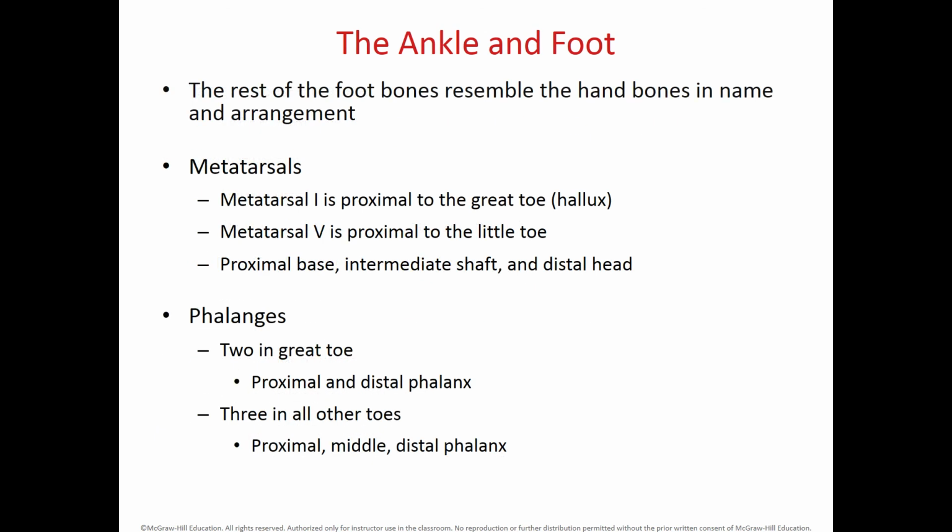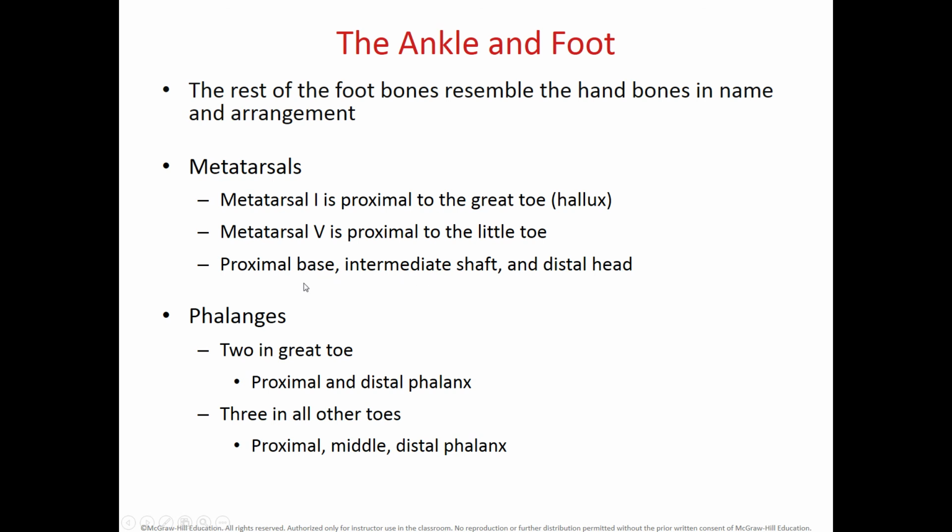The rest of the foot bones will resemble the hand bones in name and arrangement. So we don't have a special name, so you don't have to worry so much. It's just naming from medial to lateral with Roman numerals from 1 through 5. So metatarsal 1 is proximal to the great toe, the hallux, and metatarsal 5 is proximal to the little toe. And of course the rest you have in between.